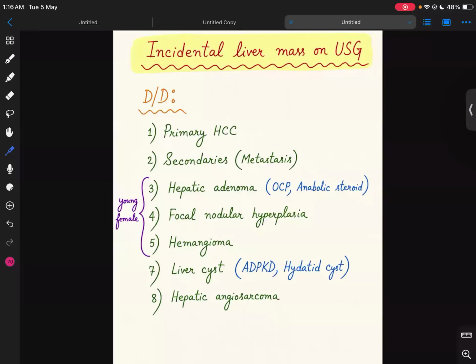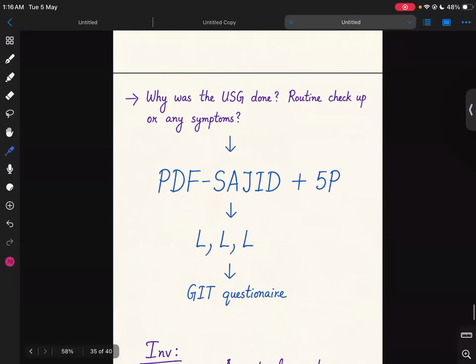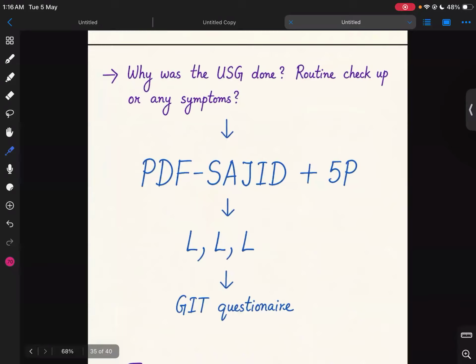You may be given from outside the prompt that during routine ultrasonography, a liver mass has been found for this patient. His name is Mr. Alexander or something like that. Talk to him, examine him, and it is concerned. So first, again, we have to ask why this ultrasonography was done. Was this done due to a routine checkup or any symptoms? Then directly go to the past medical history, drug history, family history. You will get your diagnosis.